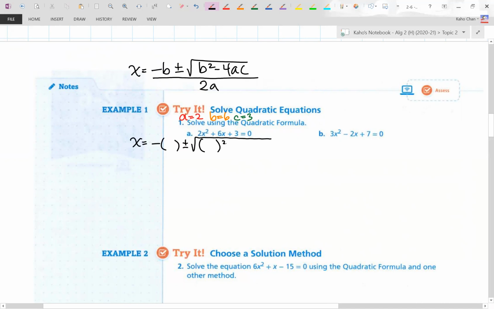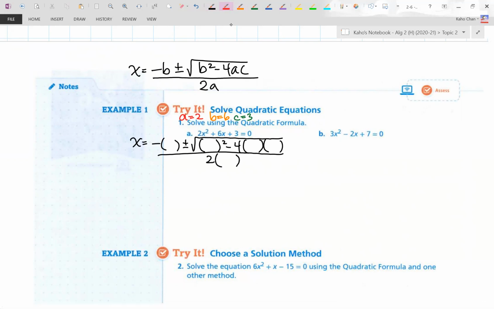B squared. What I like to do is write the formula without the letters in there first and then plug the numbers in, just to be careful. So negative b equals negative b plus or minus the square root of b squared minus 4a, in this case the number 2, times c, which is 3, all over 2 times a. And all you have to do is clean that up very carefully.